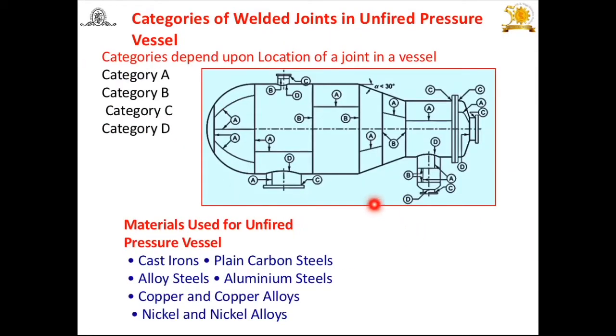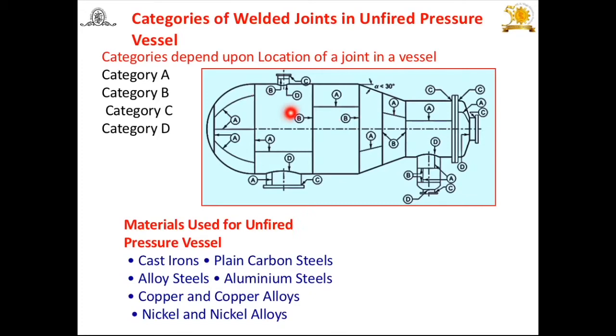Now let us see these unfired pressure vessels. This is one of the pressure vessels which is shown having different openings and different mountings provided to this pressure vessel. You will find here different categories of welded joints. Important point here in unfired pressure vessel, that means categories of welded joints. Different welded joints are used while fabricating unfired pressure vessels, but these categories of welded joints do not depend on types of weld, but on the location of a joint in a vessel.